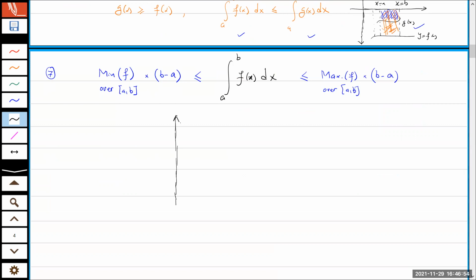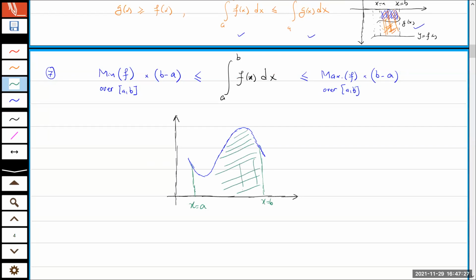Suppose I have my function f of x that looks, let's say, like this. And this is our interval, x equals a, and this is x equals b. This is where I cut it off. When I take the integral of f from a to b, I get this all area in green. This whole area is the integral from a to b of f of x dx.